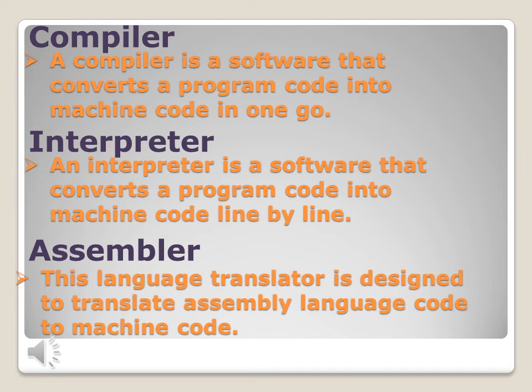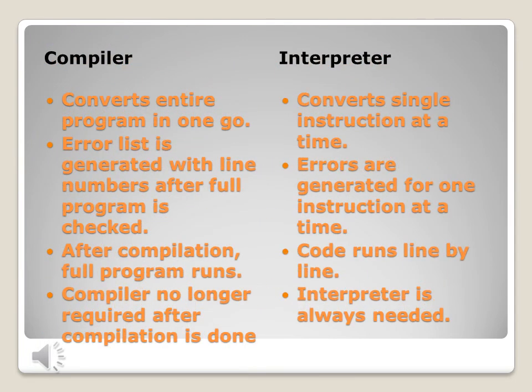The next one is the assembler. This language translator is designed to translate the assembly language code into the machine language. So the assembly language code can run easily on any machine. Now we'll see the difference between the compiler and the interpreter.